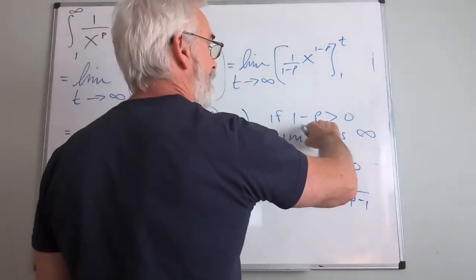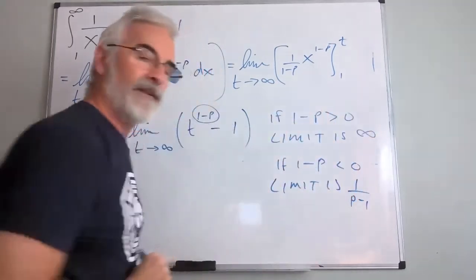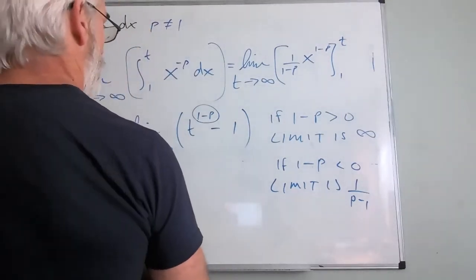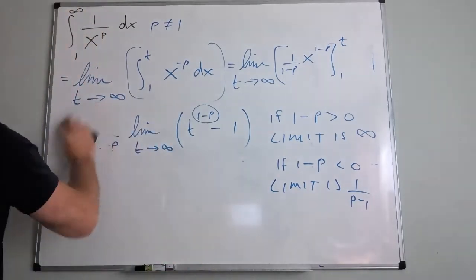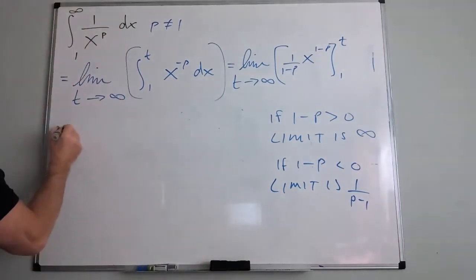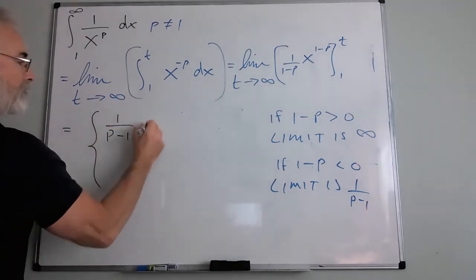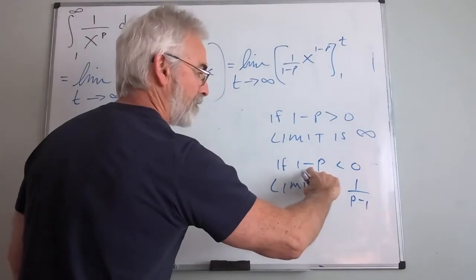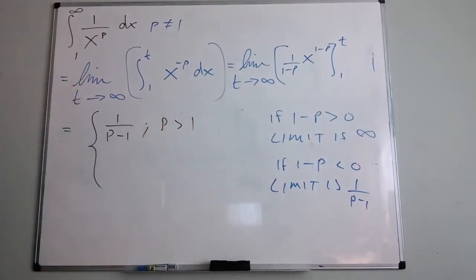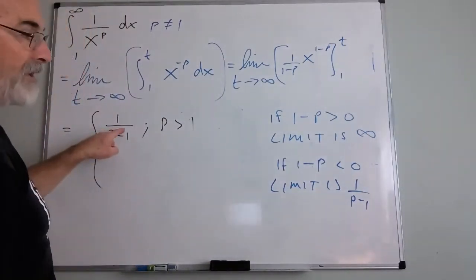Okay, so 1 minus P being greater than 0 is the same as saying what? P is less than 1. So guess what? We are going to go ahead and give a conclusion. I only have 2 possibilities. What does it say? P is greater than 1. If P is greater than 1, that means that 1 minus P is less than 0. I'm going to get a finite limit. We just did it.